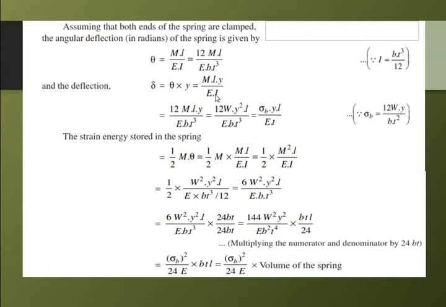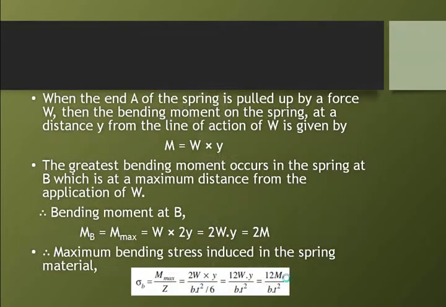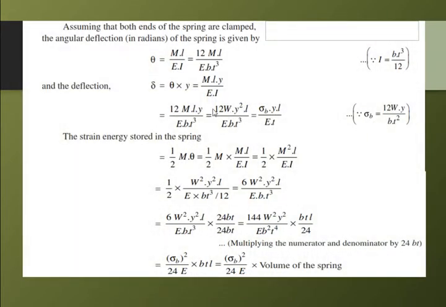If you substitute I equal to BT cube by 12 here, you get 12MLy by EBT cube. And we also know that stress is equal to 12My by BT square. We have already found that. So write this relation in terms of stress: sigma B into YL by ET.